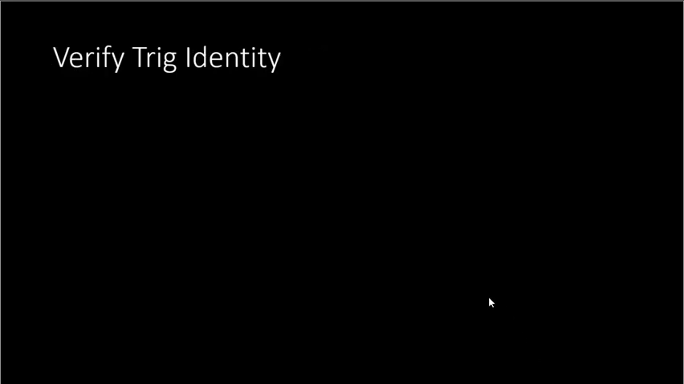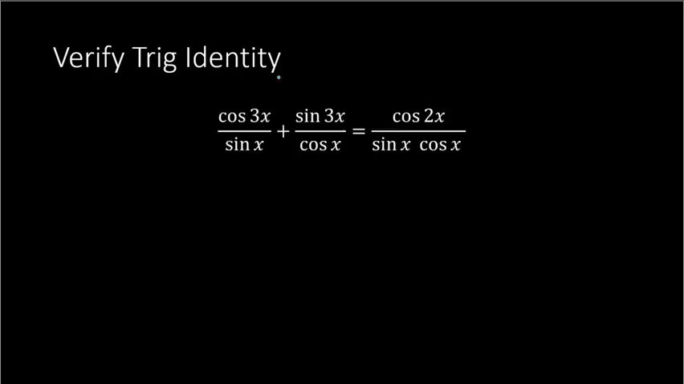So we've demonstrated how to evaluate a trig function. And now we're going to verify a trig identity by using the identities we talked about in this lesson. So here, for example, we have sine of 3x over x plus cosine of 3x over sine of x plus sine of 3x over cosine of x is equal to the cosine of 2x over the sine of x times cosine of x.